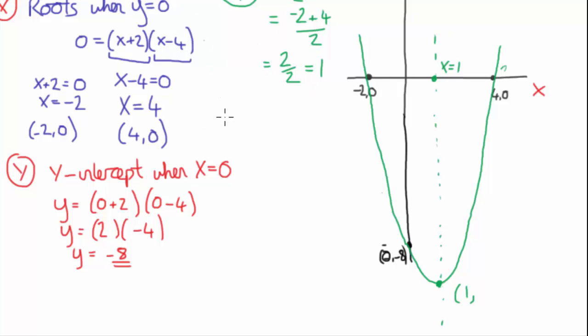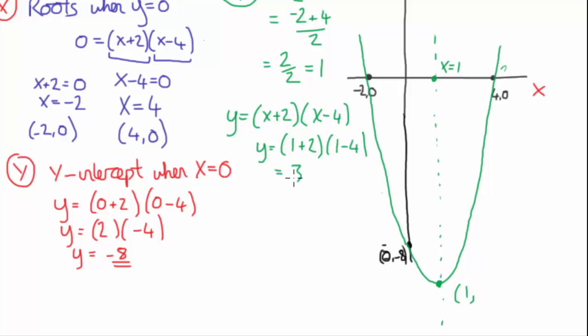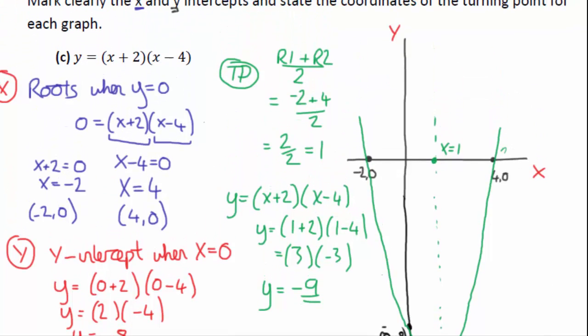So we know the equation is y equals x plus 2, x minus 4. We know that the x-coordinate is 1, so we go y equals 1 plus 2, 1 minus 4, which equals 3, and that's minus 3, which equals minus 9. So that's a y-coordinate which is at minus 9. And it looks quite realistic. So, and that's how you answer these questions.